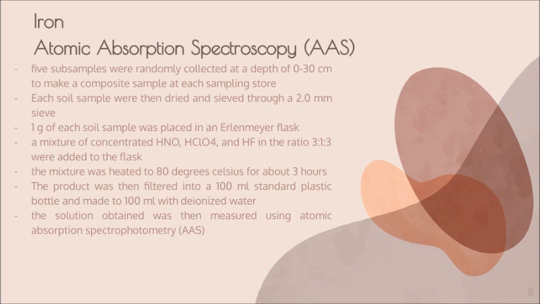And then after it was dried, it was sieved through a 2 mm sieve, and then as much as 1 gram of each soil sample was placed inside the flask, and the sample was mixed with a mixture of concentrated HNO3, HClO4, and HF in the ratio of 3 to 1 to 3.